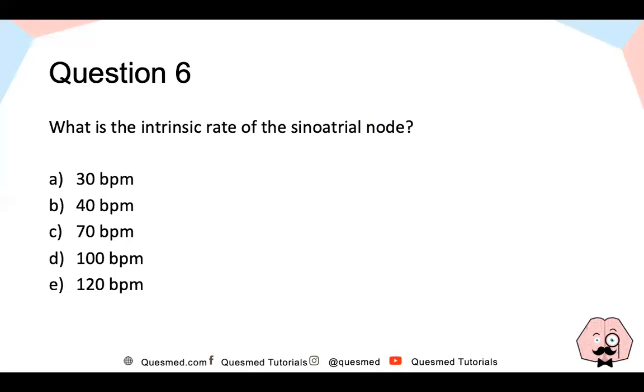Question 6. What is the intrinsic rate of the sinoatrial node? Is it 30 beats per minute, 40 beats per minute, 70 beats per minute, 100 beats per minute, or 120 beats per minute?